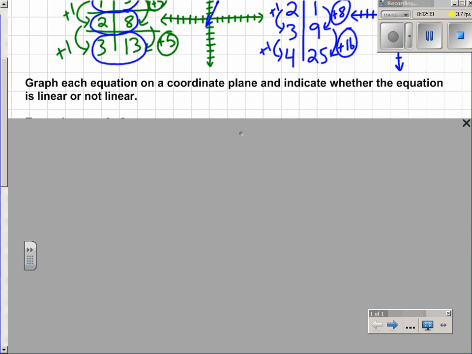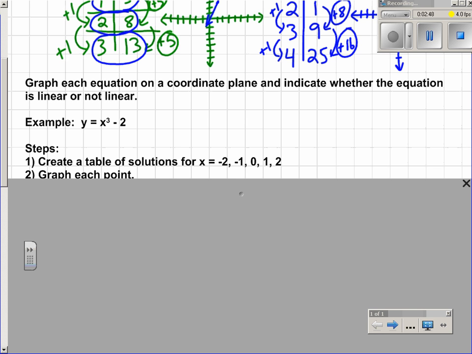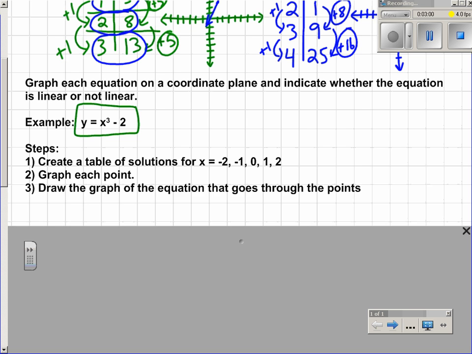The instructions going forward are to graph each equation on a coordinate plane and indicate whether the equation is linear or not. Here is the example problem that we're going to work on, so go ahead and copy that down. The steps for you to solve are listed, and we're going to copy those down as well. You can pause the video, copy all those steps down, and then I'm going to show you how to do this.